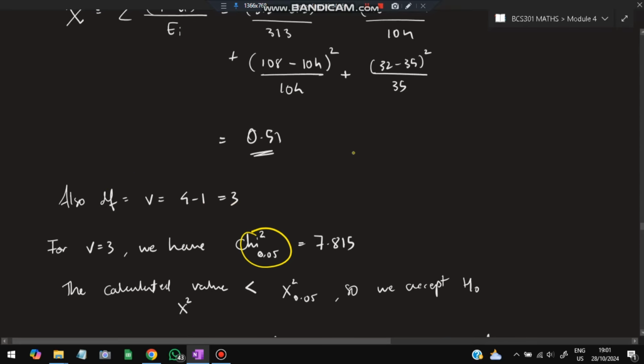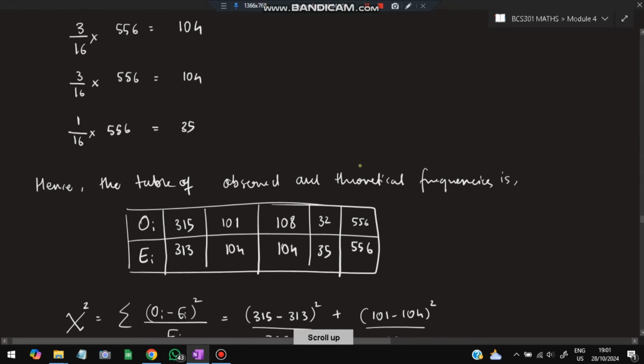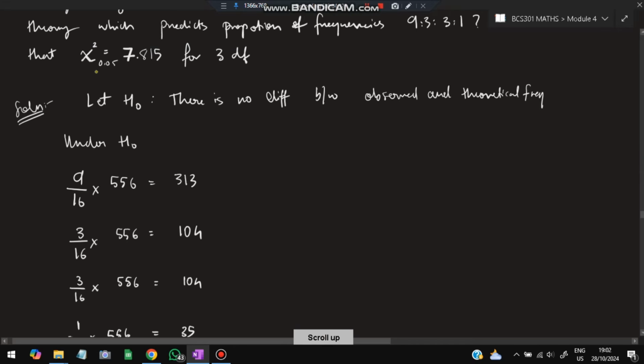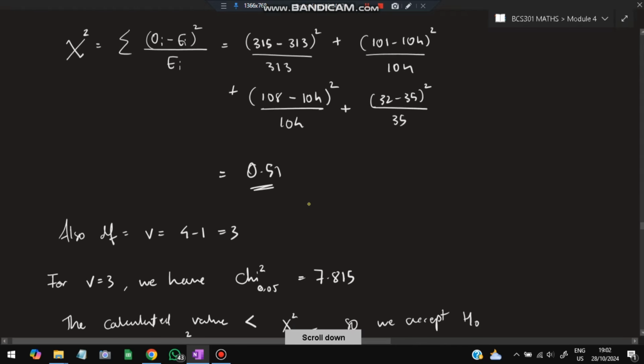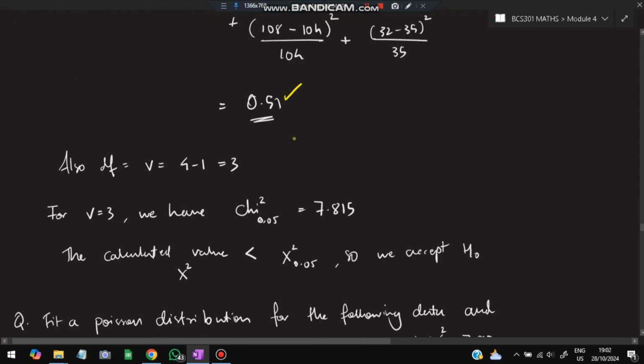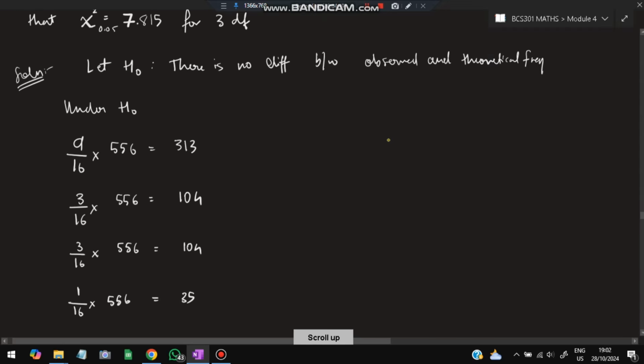This also, a table will be there. If that table is not there, they will give you in the question what the chi-square value is. For the chi-square value at 0.05, 7.815 is given, so we'll consider 7.815, and the value we have got is 0.51. The value we have got is less than the expected value, therefore we accept H naught. That's all. So there are three types in the chi-square test.